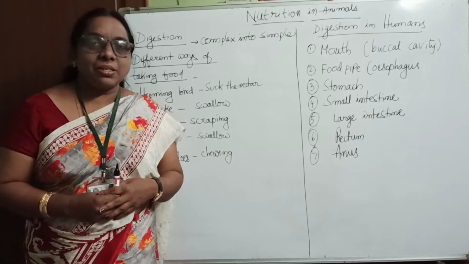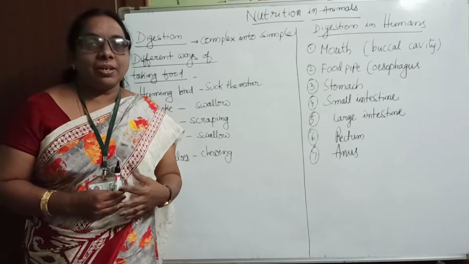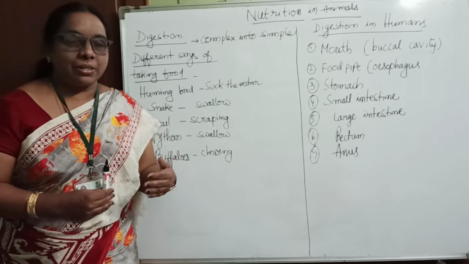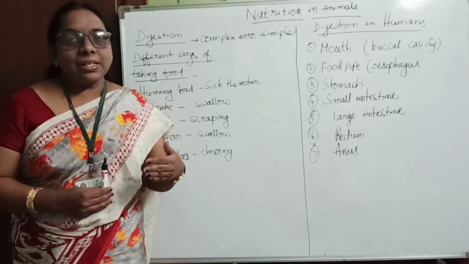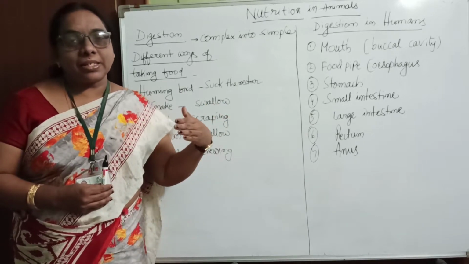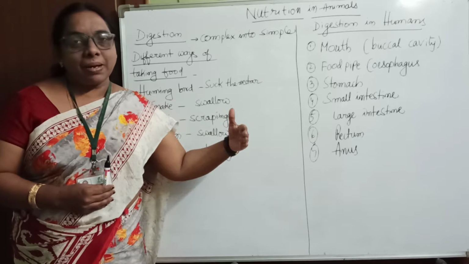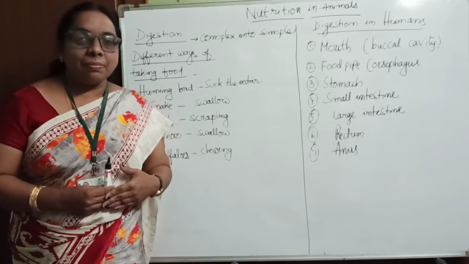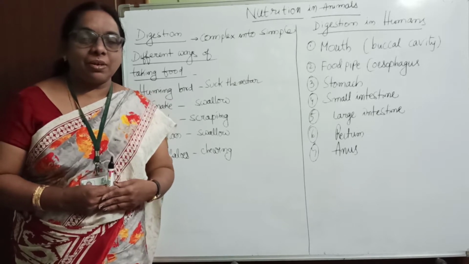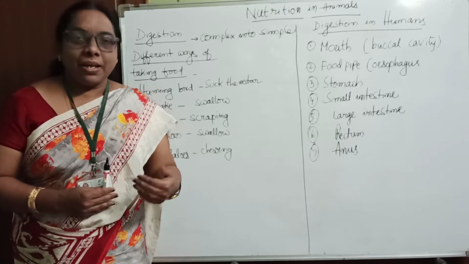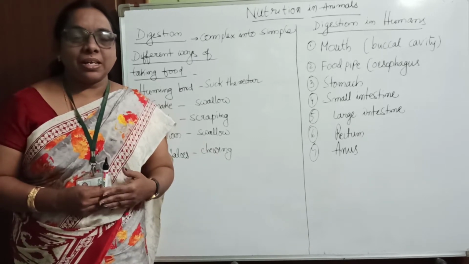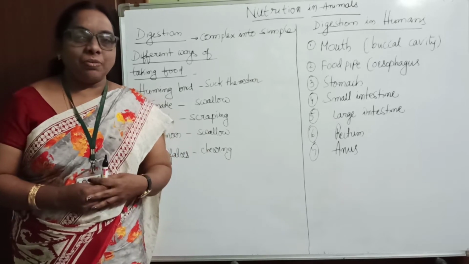So animals depend on other organisms, like plants and other animals. When animals eat or graze on plant products, we call them herbivores. Animals that eat flesh are called carnivores. Human beings eat both plants and animals, so we come under the omnivorous group.